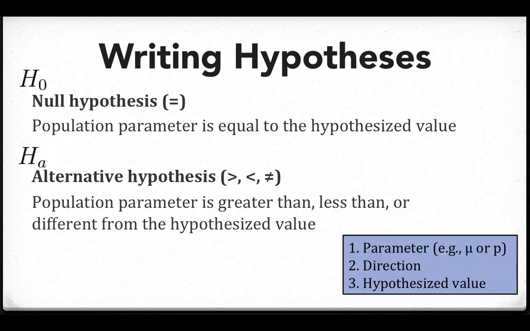To write your hypotheses, you'll need 3 pieces of information. First, the parameter that's being tested. For example, a population mean or a population proportion. Second, the direction. The direction in your research question is going to determine the direction in your alternative hypothesis. This will be greater than, less than, or not equal to. And finally, the hypothesized value. Let's look at a few examples.